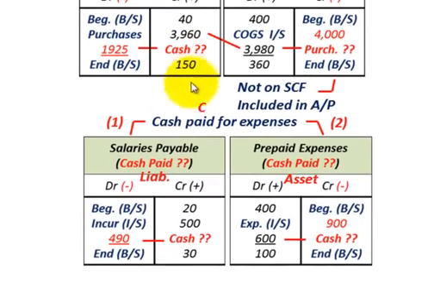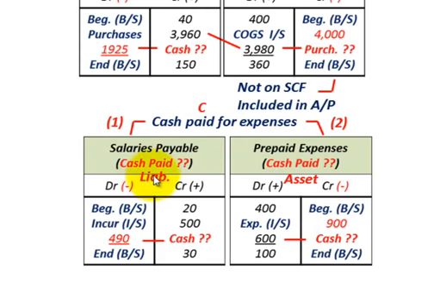Okay, and then finally let's move down and look at cash paid for expenses. Again, we have two separate categories here. We're looking at salaries payable as a liability, what the cash would be paid, and then prepaid expenses, what the cash would be paid, and this is an asset account. So we have to handle these in a different manner, because we have both an asset account and a liability account.